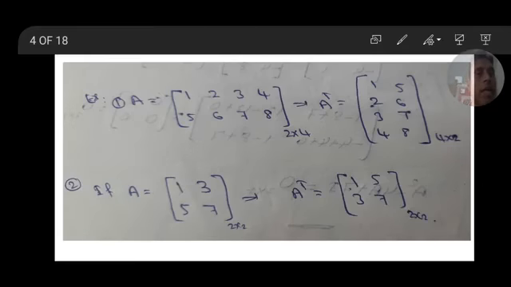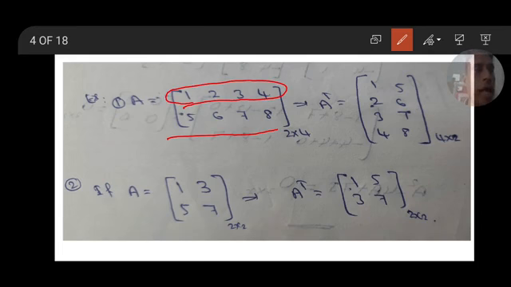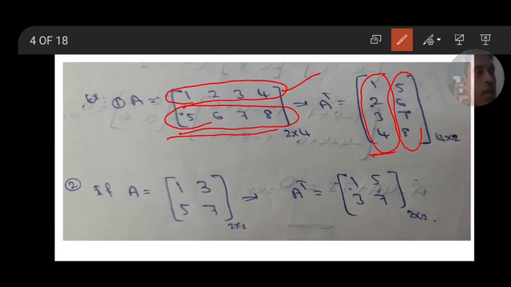Suppose example A equal to 1, 2, 3, 4, 5, 6, 7, 8. It is order 2 by 4. It's the first row, 1, 2, 3, 4. I am writing it as a column. I am converting row into column. 1, 2, 3, 4. Here it was a row, and here I have written it as a column. Next, the second row 5, 6, 7, 8, I have written as the second column.